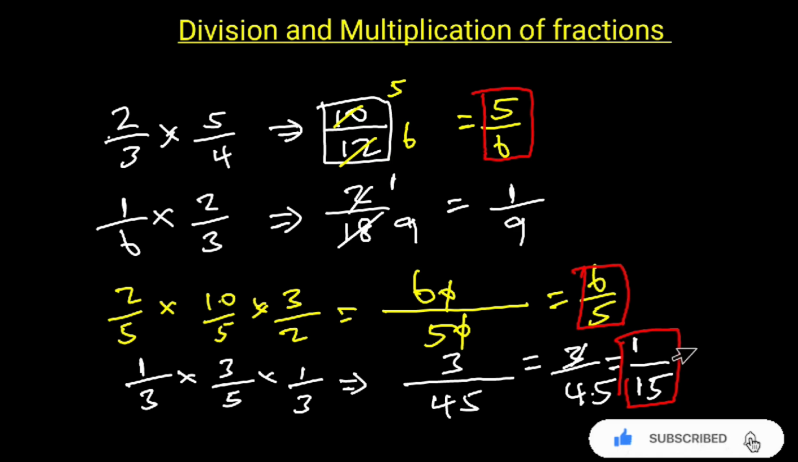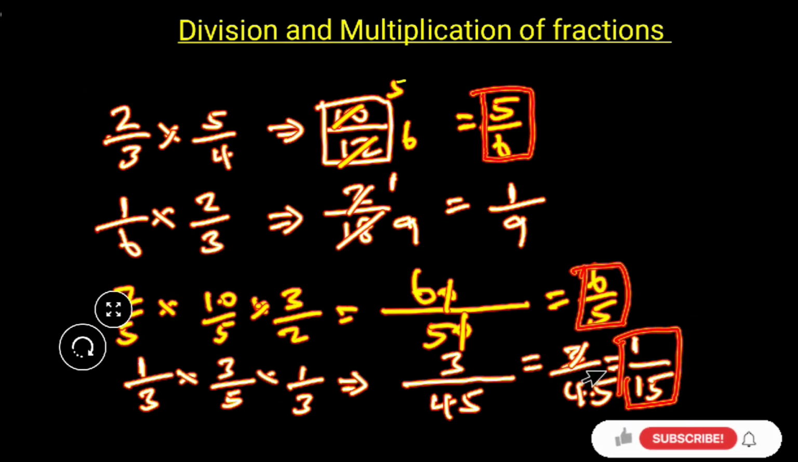So let's go ahead and discuss divisions of fractions. So that one is going to be very interesting.